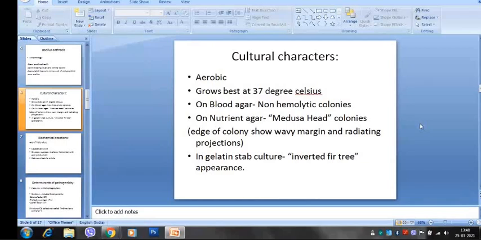These are the biochemical tests shown by Bacillus anthracis, but all these biochemical tests are of little value for identification of Bacillus anthracis. Now, determinants of pathogenicity.